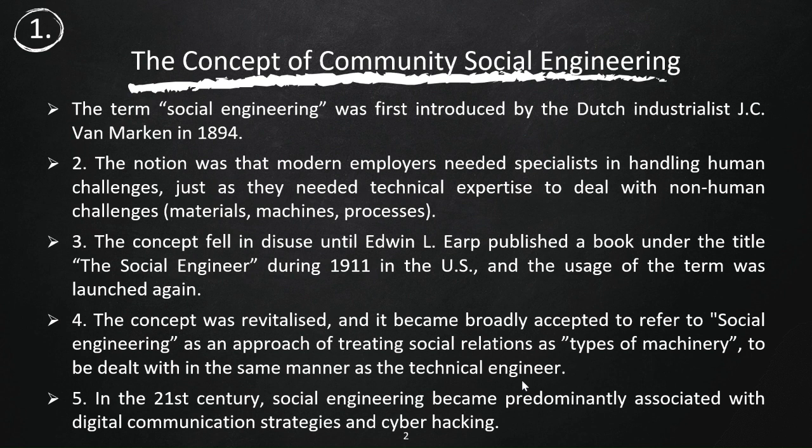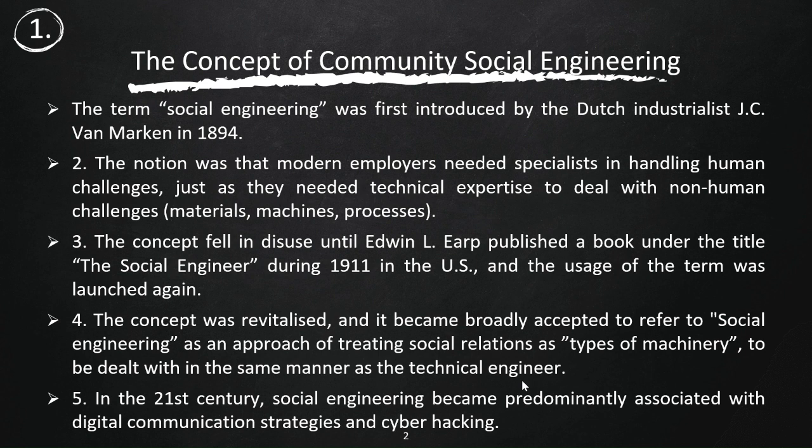And under that is where we have the concept of community social engineering. Engineering as a word is when you try to make things work. The word engineer, like engineer something, make it work, fix. Kind of fixing something. So it was introduced by the Dutch industrialist J.C. van Maken in 1894. And the notion was that modern employers needed specialists in handling human challenges.